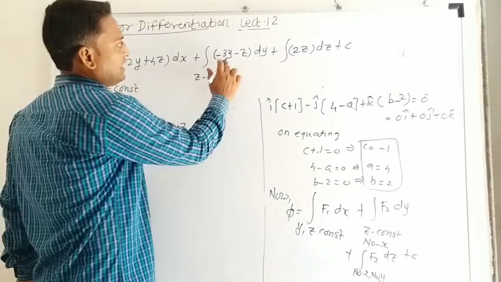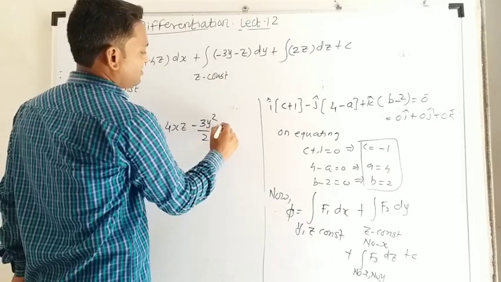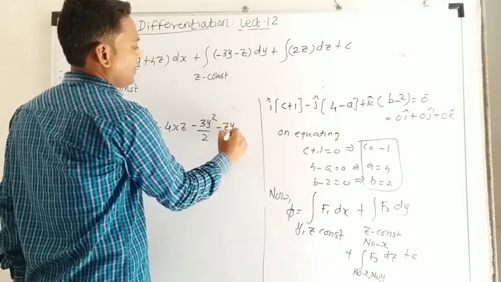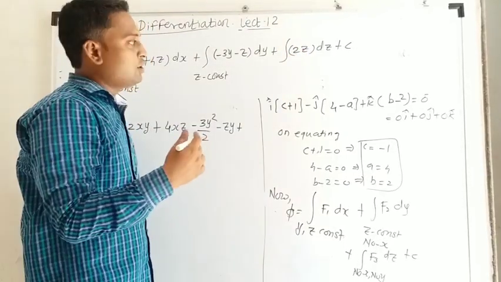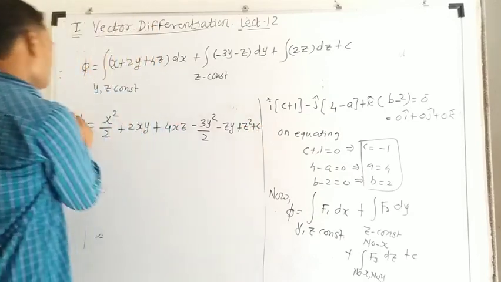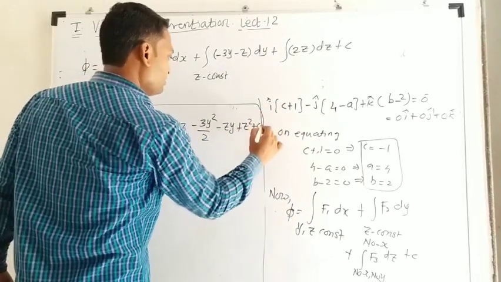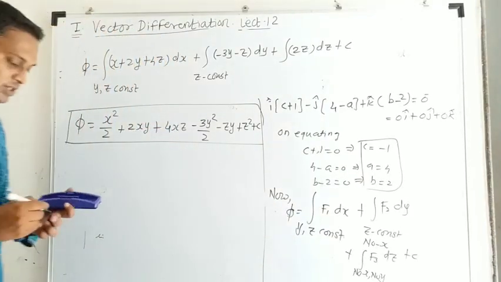Here, minus integration with respect to y: minus 3y square by 2. Minus z is constant, integration of 1 will be y. Finally, the integration of 2z with respect to z will be z square by 2, and 2 will get cancelled. z square will have plus constant of integration. So this will be the final value of phi. So this is how you can do it.